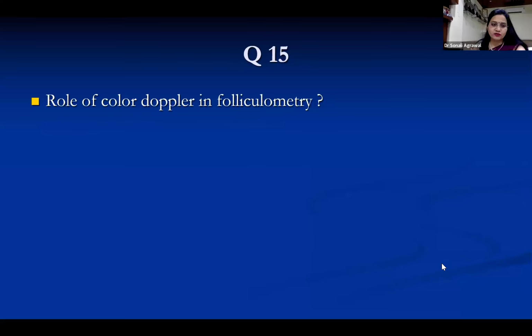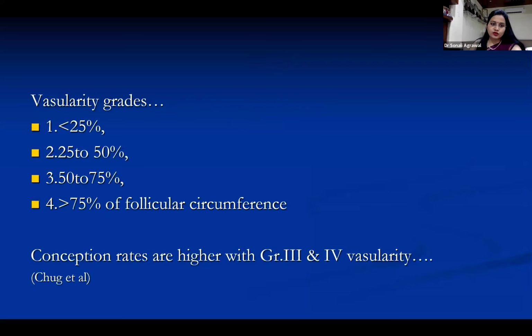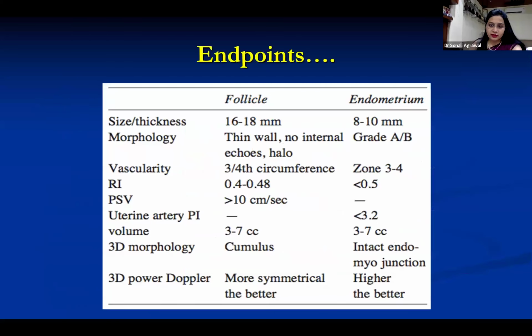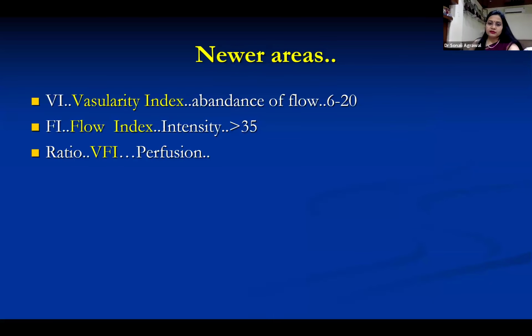Anybody can take this question, the role of color Doppler in folliculometry, but madam has taken it wonderfully. So anybody can summarize. We have to see vascularity, and if it is more than 3/4, or more than 75% of the follicular circumference, it is considered a good follicle, and it is a good time we can give HCG. So these are the parameters which we can use to find out whether this is the right time to give HCG trigger in these patients. These are all the newer areas which madam has mentioned in her lecture.